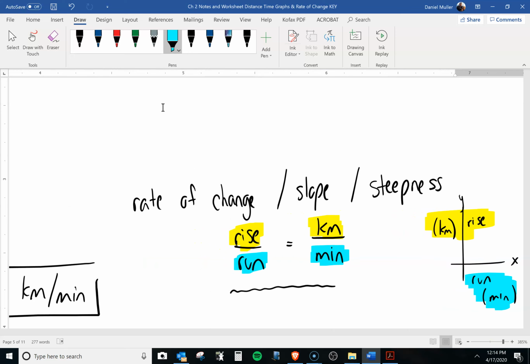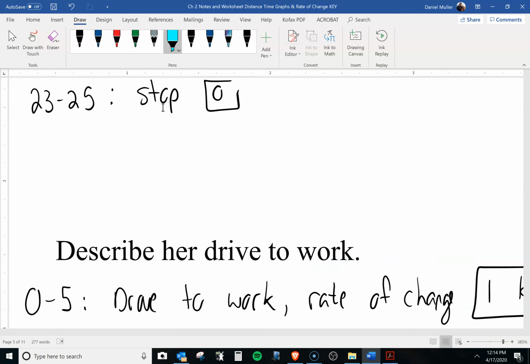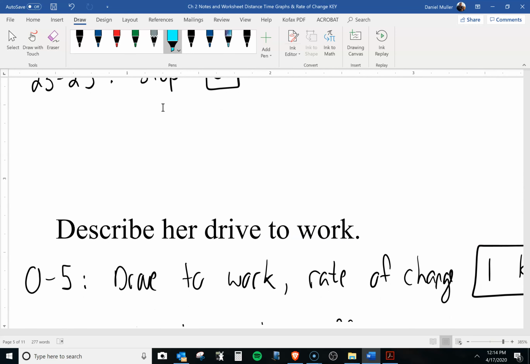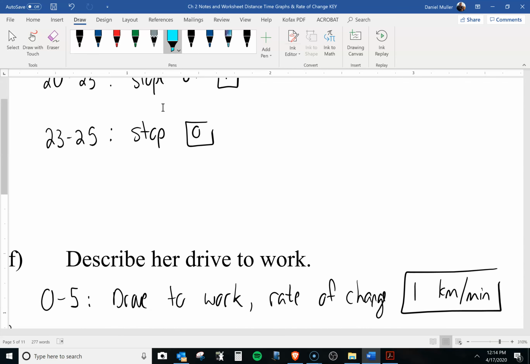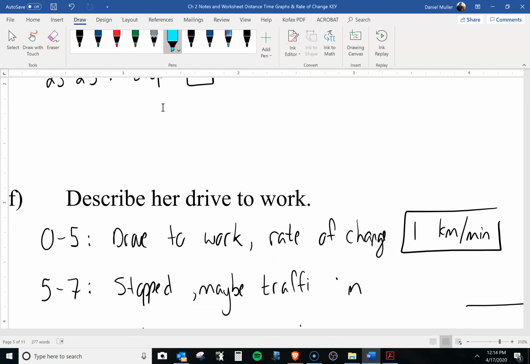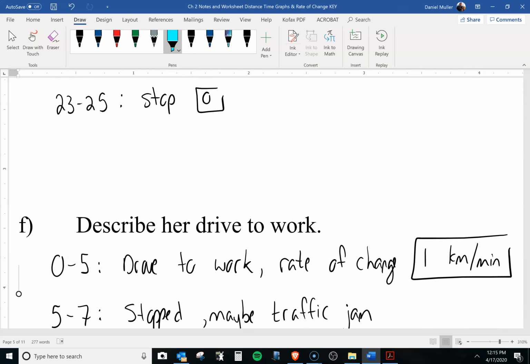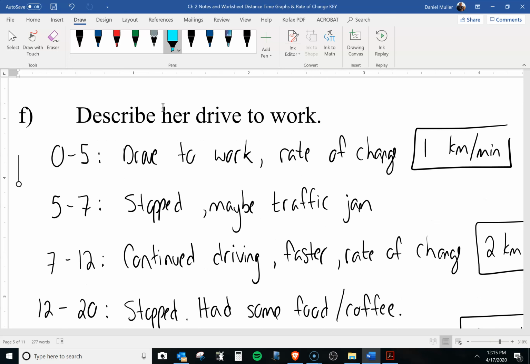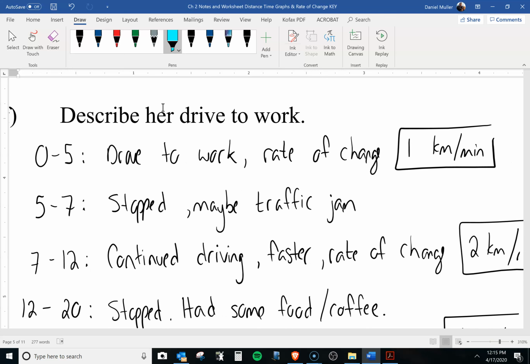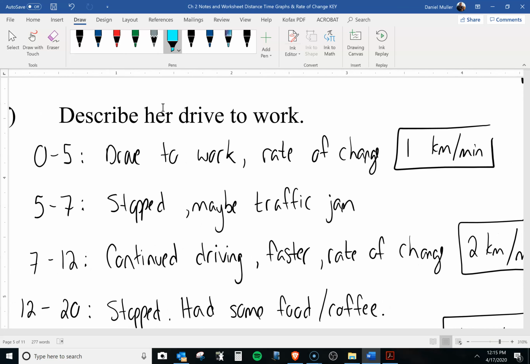Okay, so when I look at that, from 0 to 5, in the first 5 minutes, Marissa drove to work. And there was a rate of change of 1 kilometer per minute. So in 5 minutes, she was driving at a speed of, I guess, 1 kilometer per minute. And then from 5 to 7, she stopped, maybe a traffic jam. There's a 2-minute stop. From 7 to 12, we continued driving faster. We drove at a rate of change of 2 kilometers per minute.